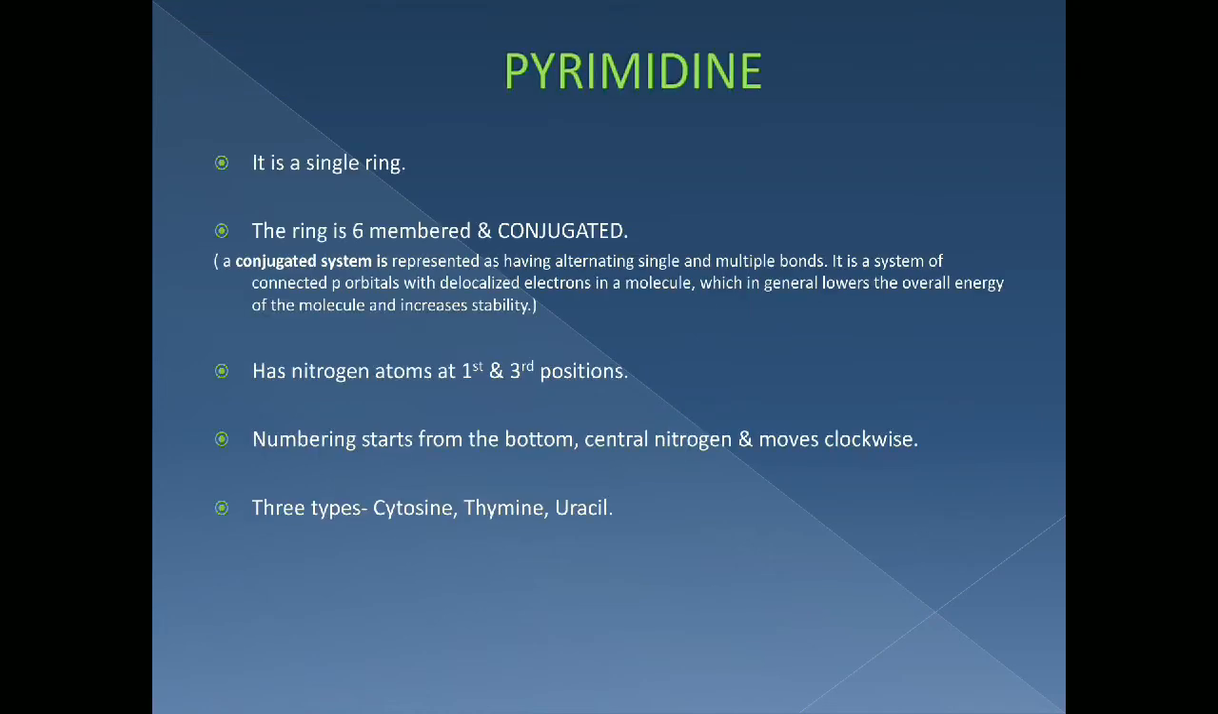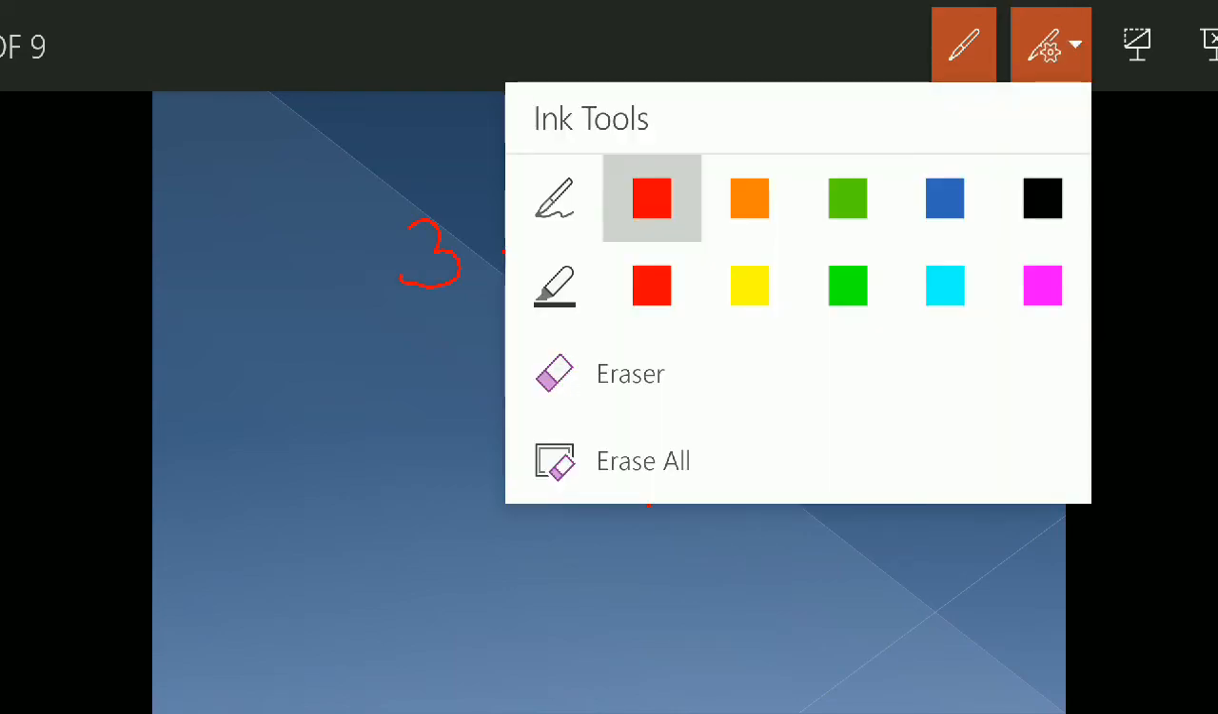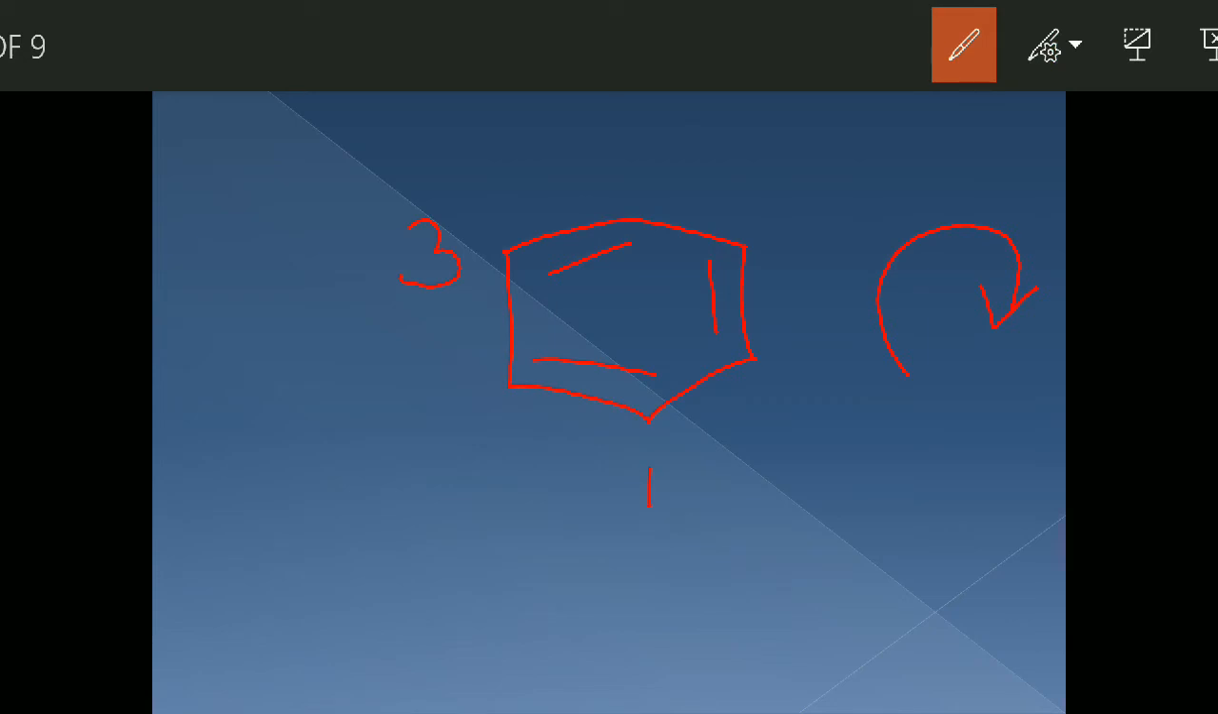The next point is that it has nitrogen atoms at first and third positions. Further, numbering starts from the bottom, central nitrogen, and moves clockwise. So for clockwise numbering, we should remember that this is the clockwise direction. If this is the first position, this is the third position. And the nitrogen is present on the first and the third position. So here will be nitrogen and here will be nitrogen.